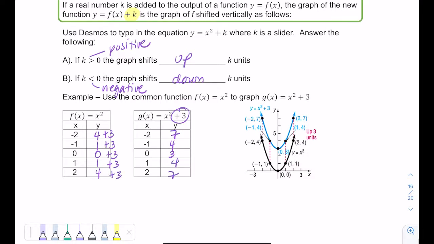So now you can see you've got your new points. Here's -2, 7. Here's -1, 4. Here's 0, 3. Here's 1, 4. And here's 2, 7. Okay, and as you can see, it's the same parabola. It's just shifted up 3 units. Okay, so that's a vertical shift up 3 units. If it was a -3, it would take the parabola or whatever common function it is and shift it down.